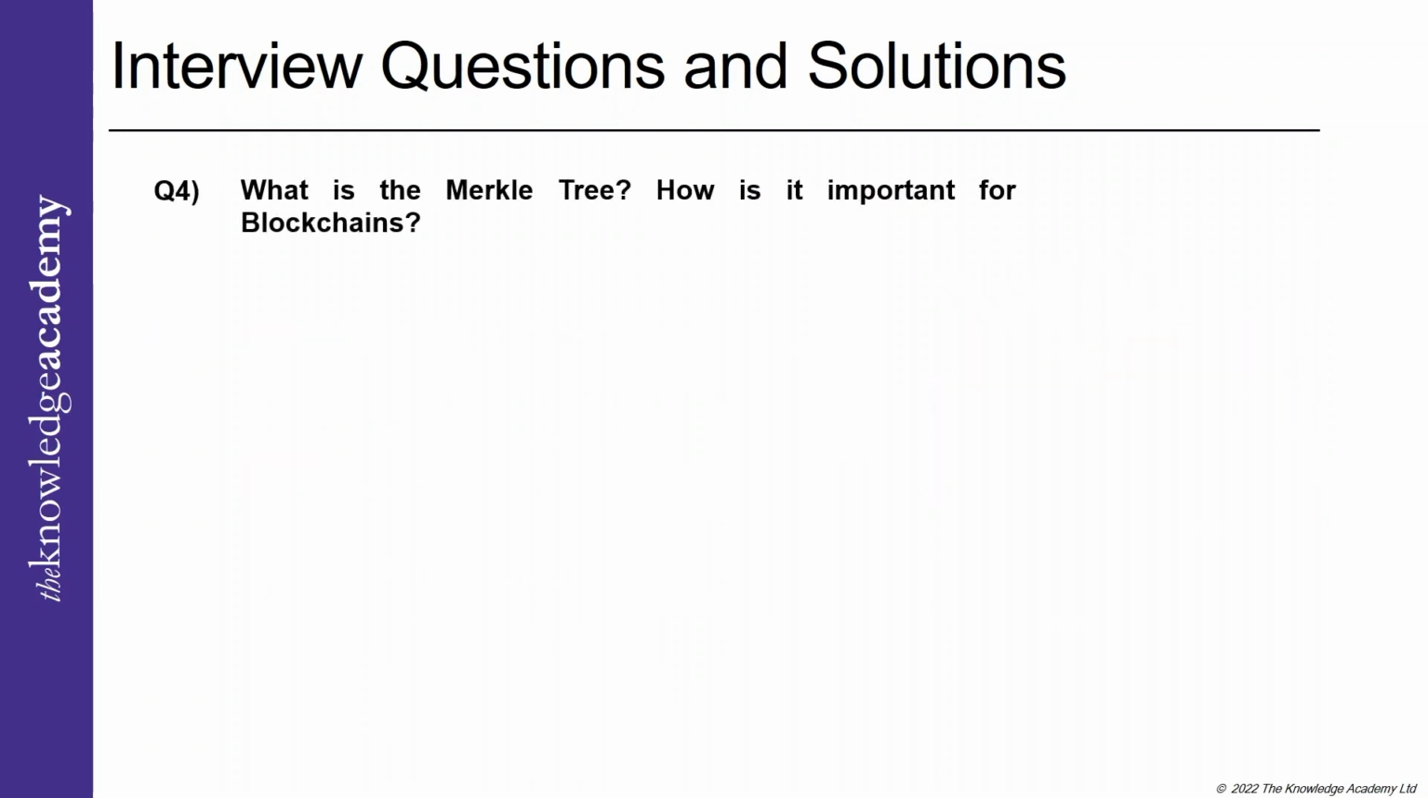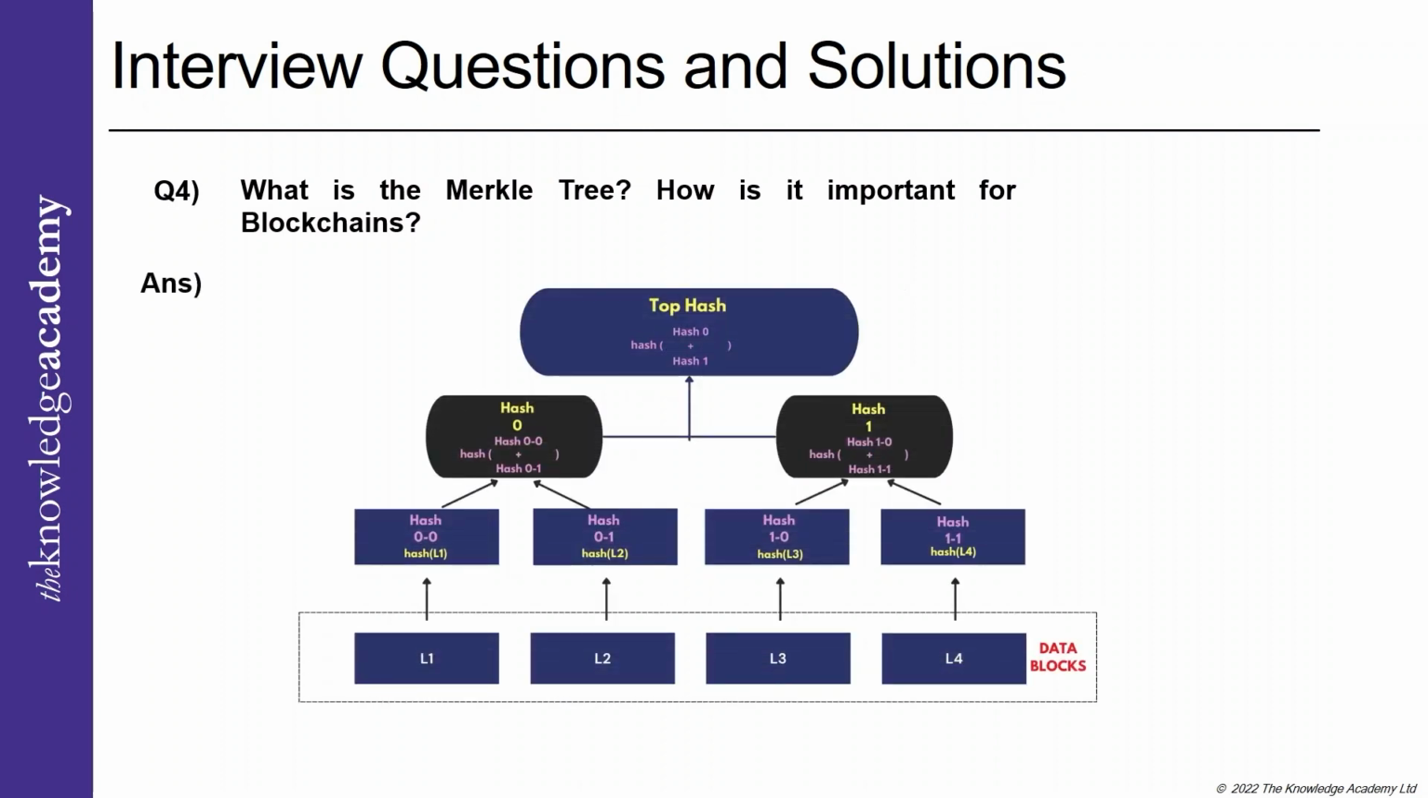Question 4. What is the Merkle tree and how is it important for blockchains? The answer is, a block is verified using a data structure called a Merkle tree. It has the shape of a binary tree and contains the block's individual cryptographic hashes. The leaf node of a Merkle tree is the hash of a block of transactional data, and each non-leaf node is a hash of its child nodes. The system is similar to that of a binary tree.